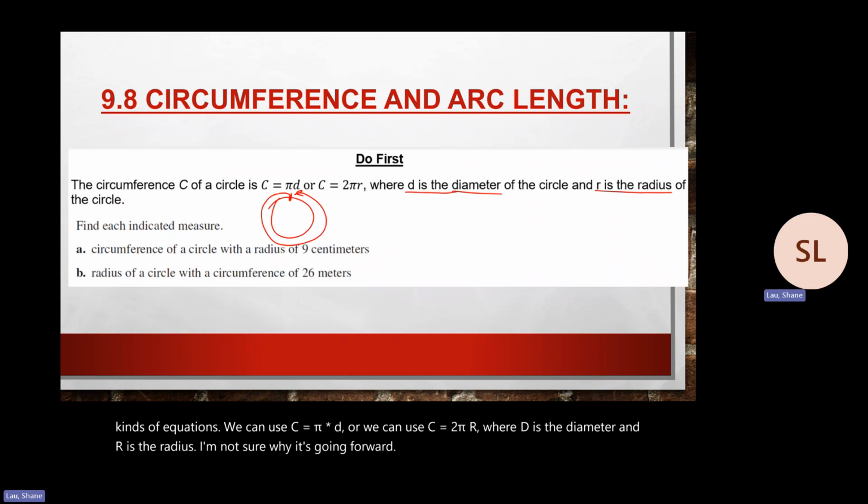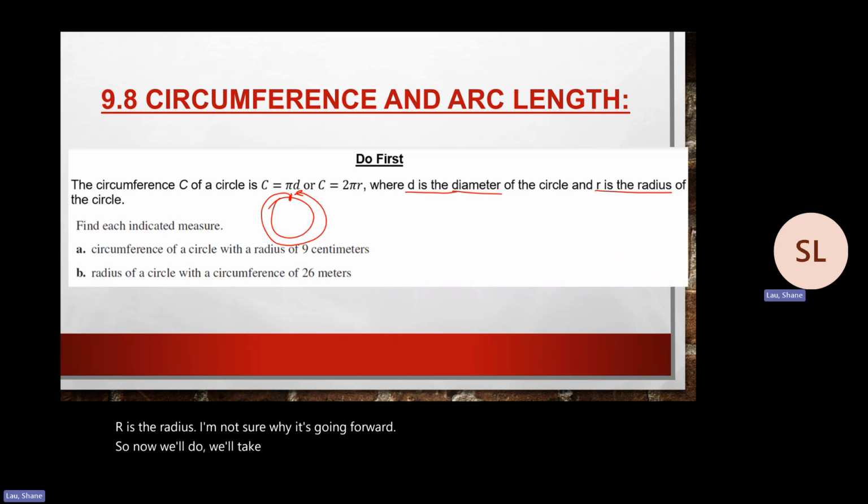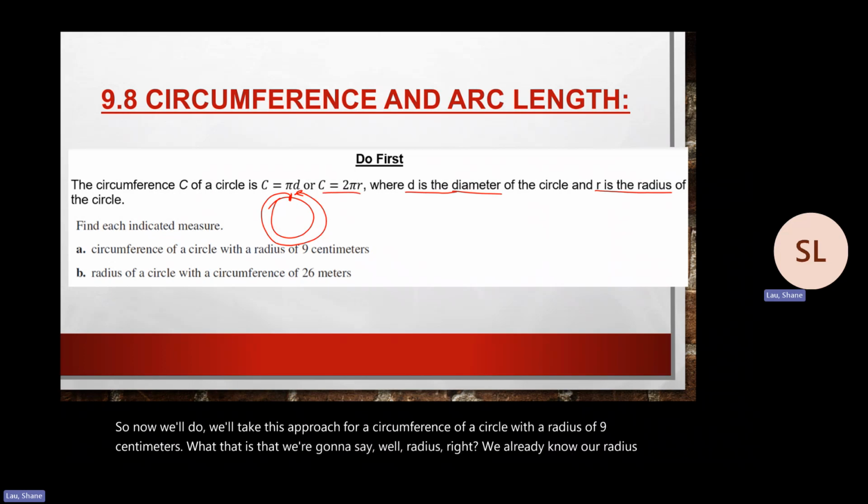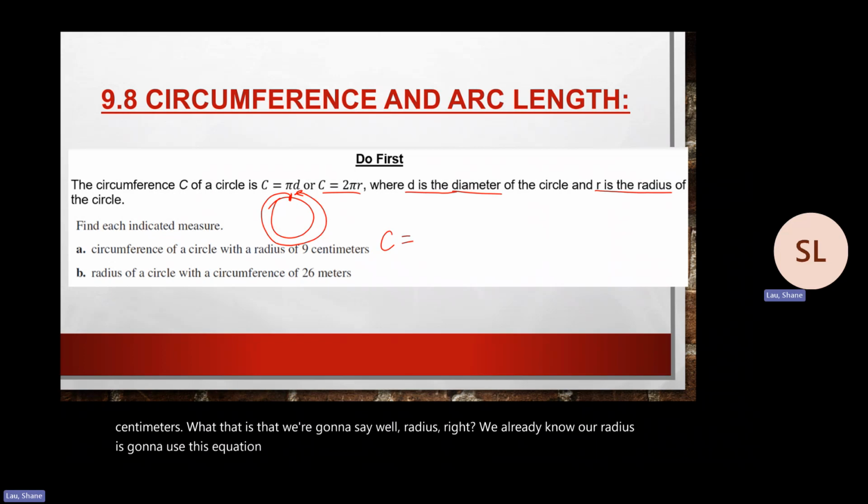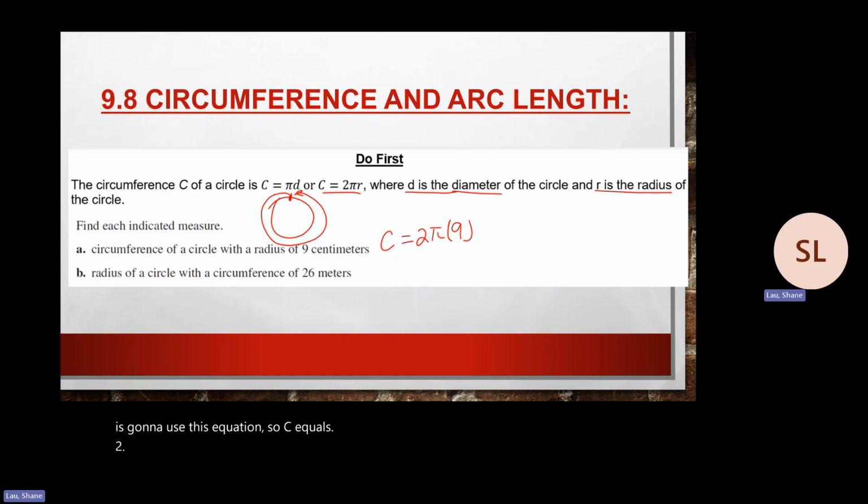Now we'll take this approach for a circumference of a circle with a radius of 9 centimeters. We already know our radius, so we're going to use this equation. C equals 2 pi times our radius, which is 9. C equals 2 times 9, which we already know is 18, times pi.